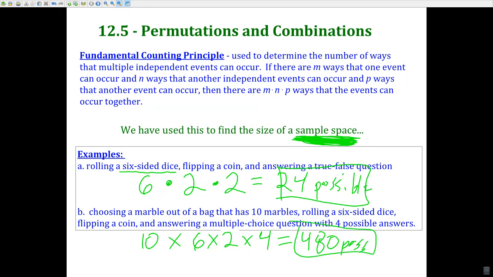Why did we do this? 1, to show the easier way to find sample space. But 2, notice that we're going in order of how many different things there are and how many possibilities there are after the one event occurs. And so that's going to play a part into permutations, which we're going to talk about.